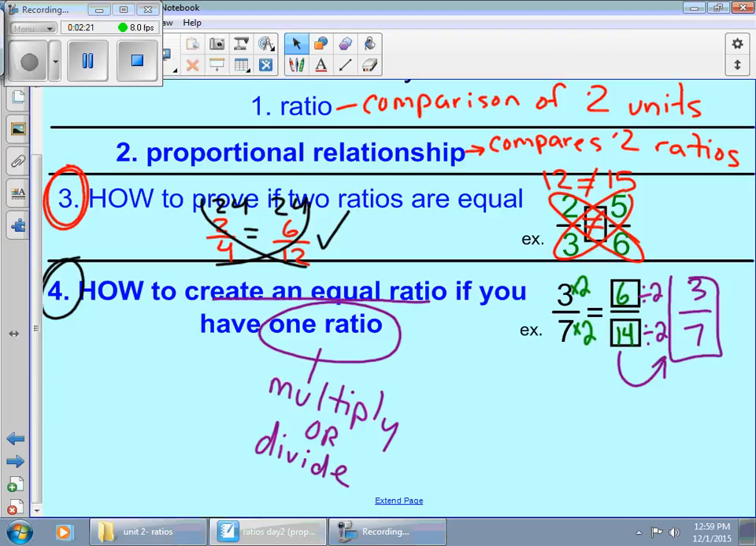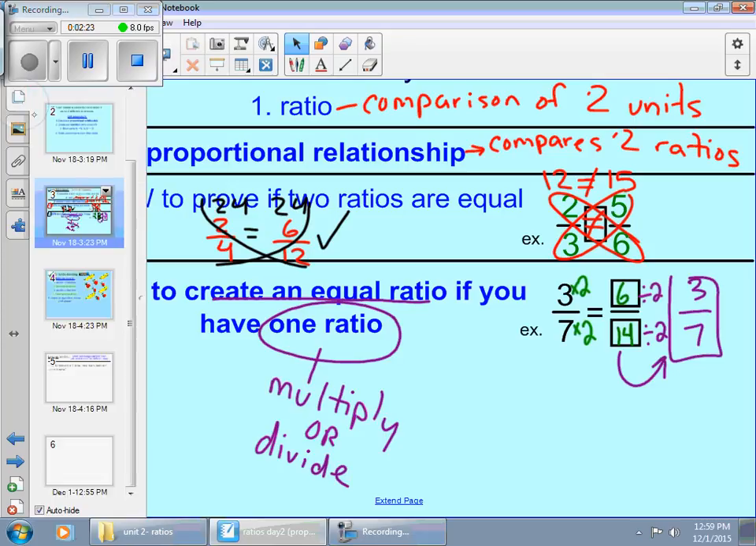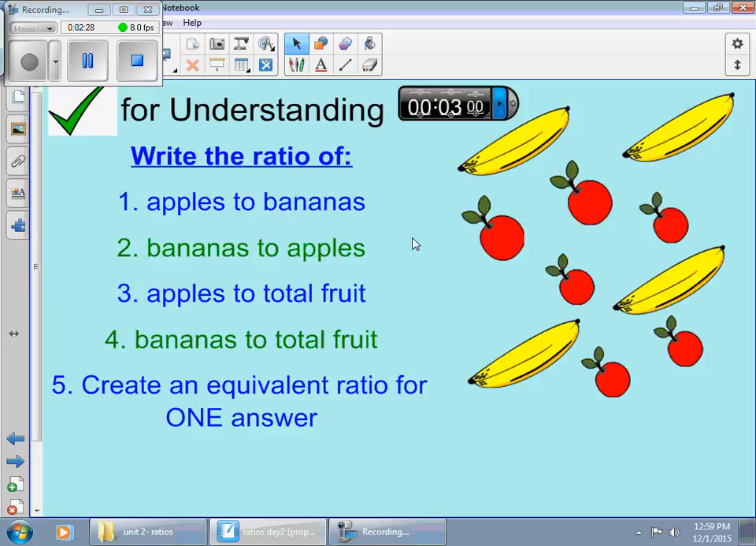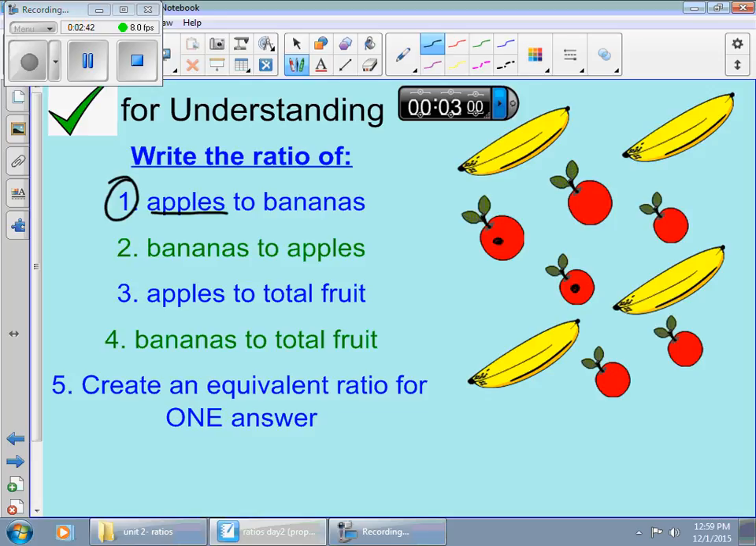Now we're going to take a look at how you can write a ratio. So there's 3 different ways, 3 different types of ratios and 3 different ways to write a ratio. The first thing here says, what's the ratio of apples to bananas in this picture? Because they put the word apples first, you have to put the number of apples first. I see 1, 2, 3, 4, 5, 6 apples to 1, 2, 3, 4 bananas.